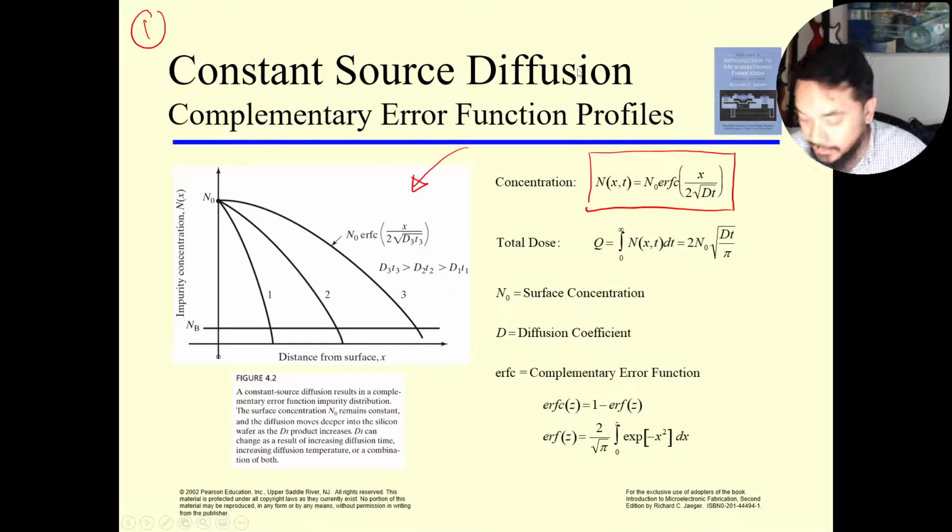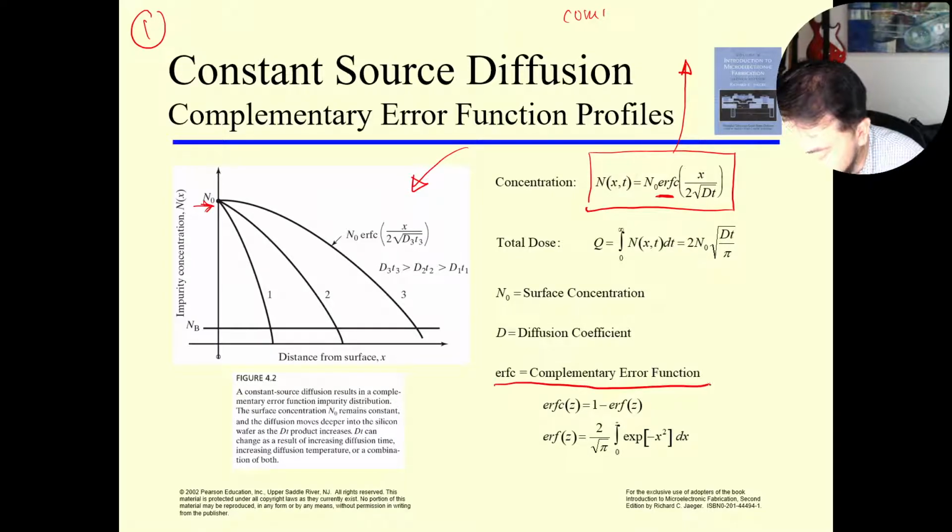So what is n naught? N naught is the concentration at the surface, so the concentration of impurity at the surface of your wafer. And then you have this function here. This function here is called the ERFC, or the complementary error function. So here, complementary error function.